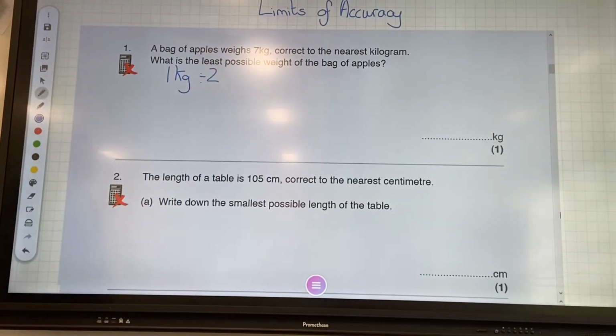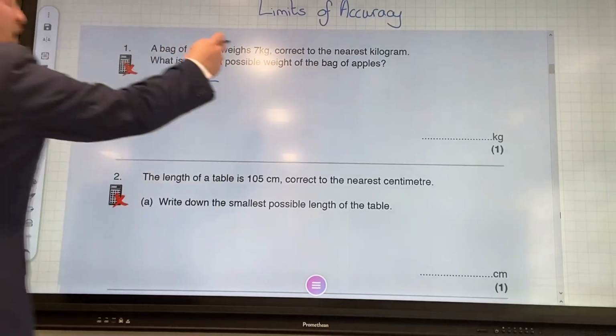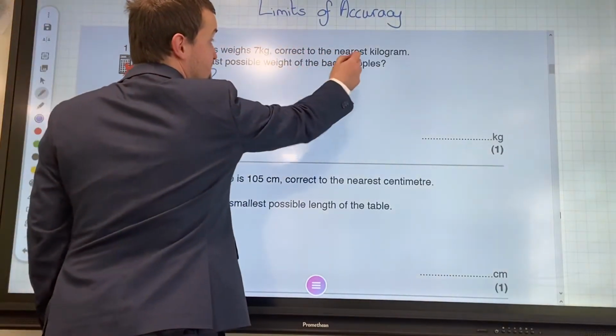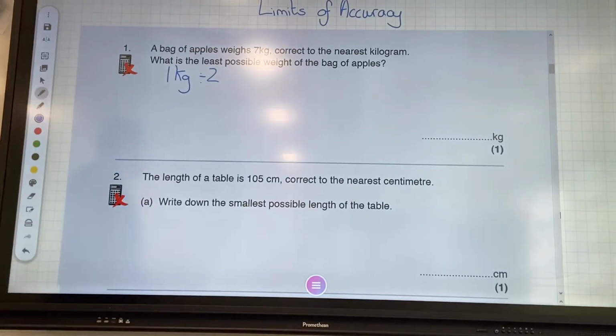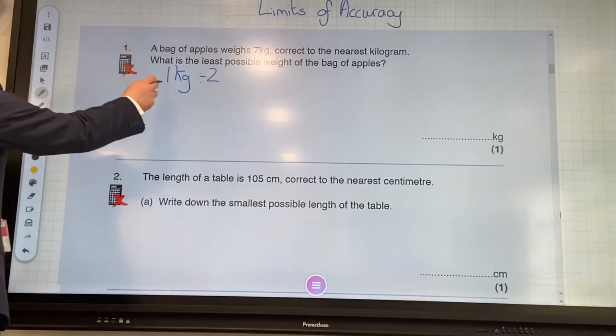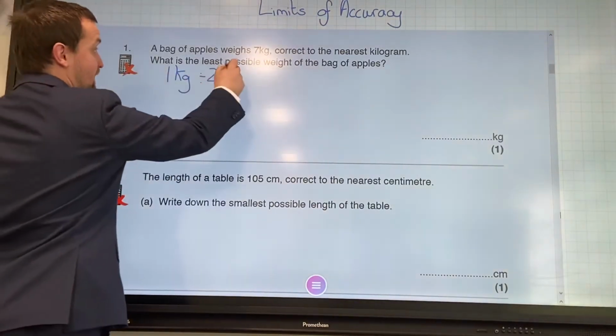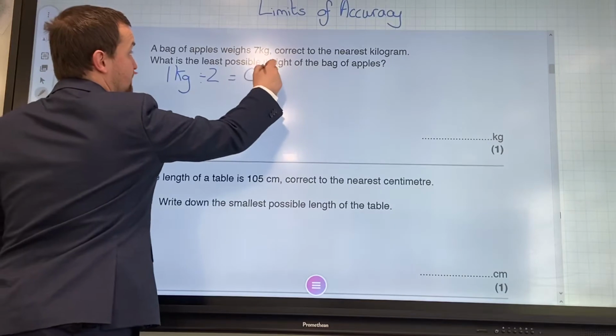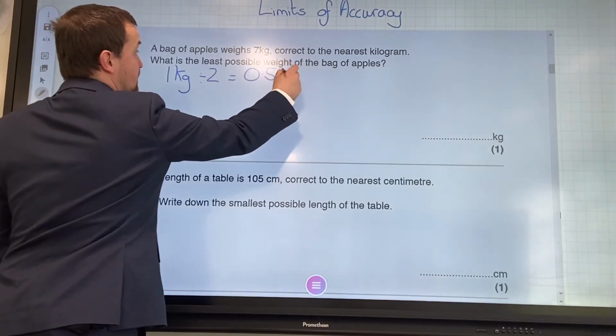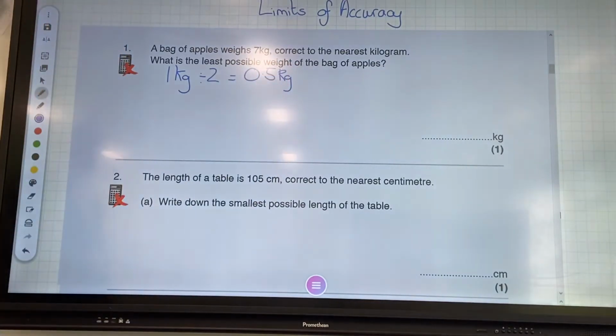It's what you do all the time. You take what they've rounded it to, so they've rounded it to the nearest kilogram, and you divide that by 2. You half it, and that equals 0.5 kilograms. That's not the end of it though.